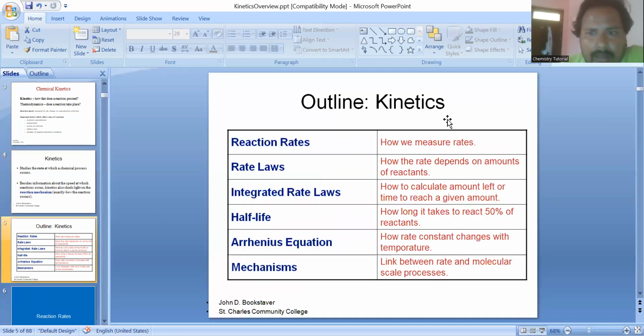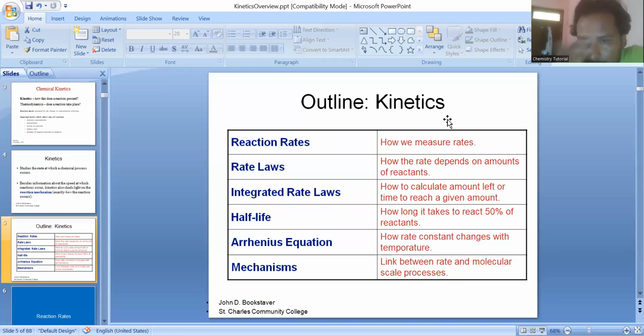Next, we will discuss some important points such as reaction rates, rate law. What is the meaning of rate law? Integrated rate law, half-life, Arrhenius equation, and mechanism. So reaction rates tell about measuring the rates. You can say I also defined it earlier.